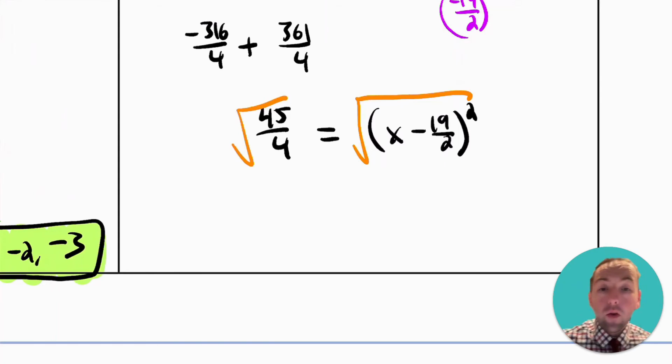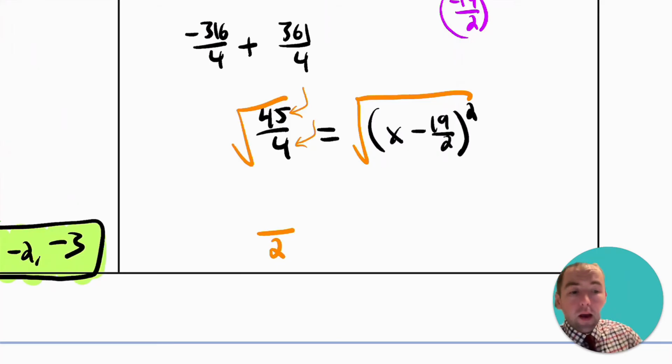So if we square root both sides, you'll notice that the 45 is not a perfect square, but the 4 is a perfect square. So we'll definitely get a 2 on the bottom because the square root of 4 is that. With a 45, we can simplify that a little bit because we know that the square root of 45 is the same thing as the square root of 9 times the square root of 5. So we'll be able to write that as 3 square root of 5 then.